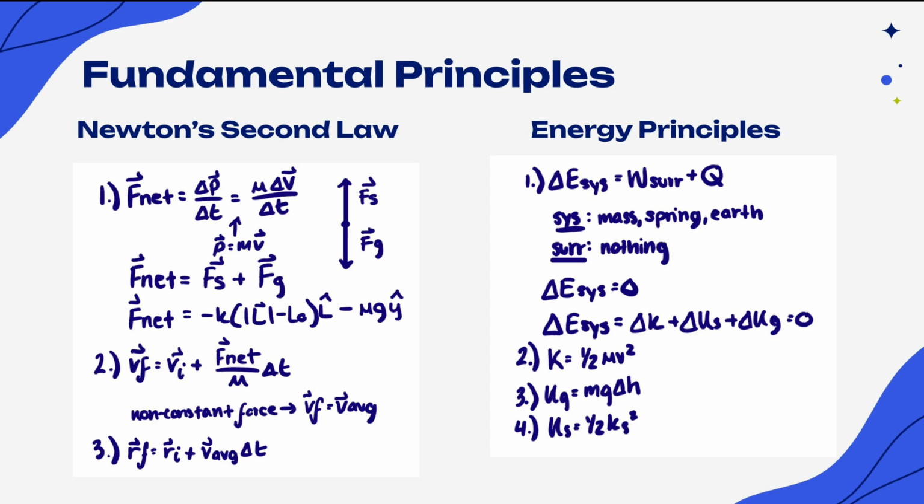Then from this, we're able to get a velocity update formula as well as a position update formula that will be used later. Then the second fundamental principle is the energy principle, and this states that the change in the energy of the system is going to be equal to the work of the surroundings plus the change in heat. And in this case, the system is the mass, spring, and the Earth, and there's no surroundings, so the change in the system is going to be equal to 0. So the overall change in energy of the system is going to be equal to the kinetic energy plus the gravitational potential energy plus the spring potential energy, which is shown there.